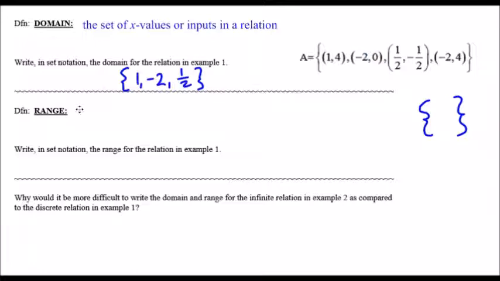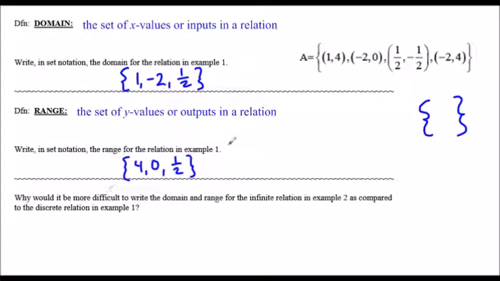You probably guessed what the range is. Why don't you write down your definition of the range? It's very similar to this one with one small change or a couple small changes. And as you may have guessed, the set of y values or outputs in a relation is the range. All right. And do the same for the range. Jot down after the definition, jot down the specific set of y values for this relation A, and then play the recording, please.